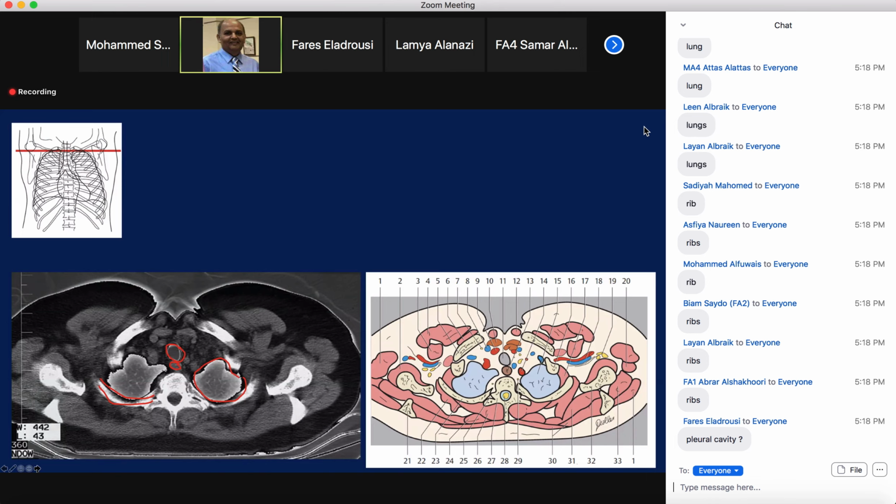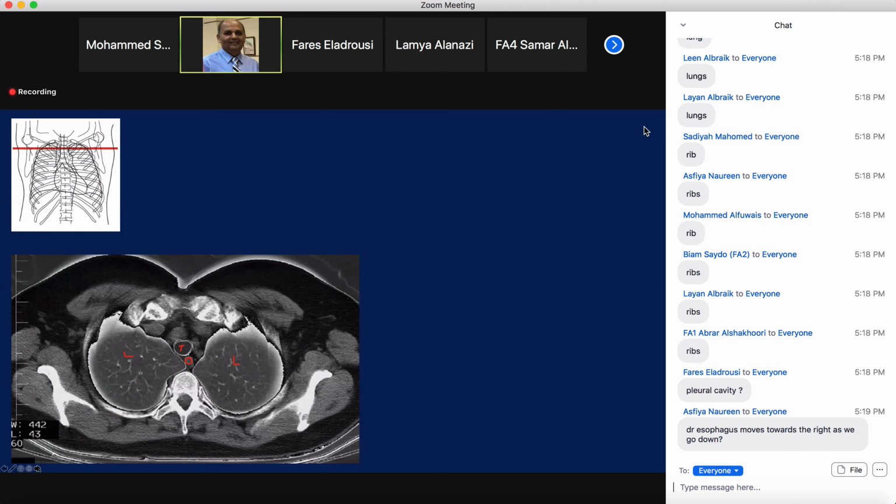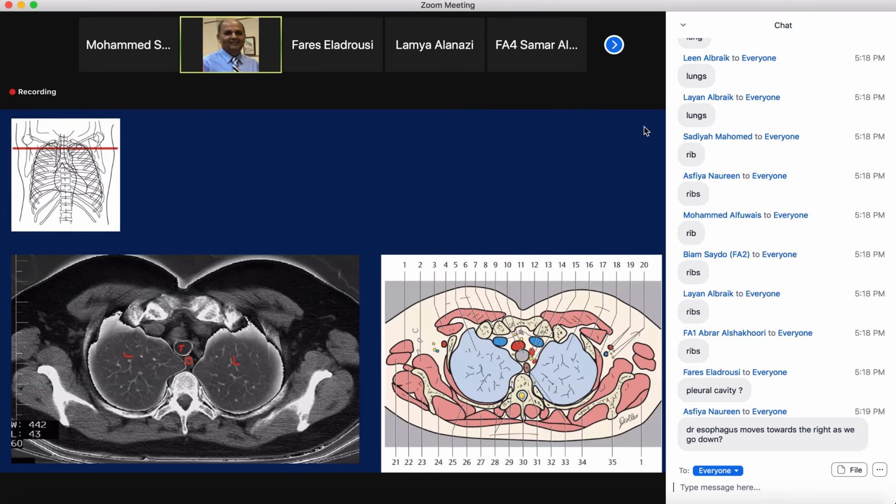Okay, let's go further down. My sectional red line is going down and down. So we can see more lungs. We can see trachea. We can see esophagus. And we are seeing more of the structures which are related to us. So now, are we good with these?